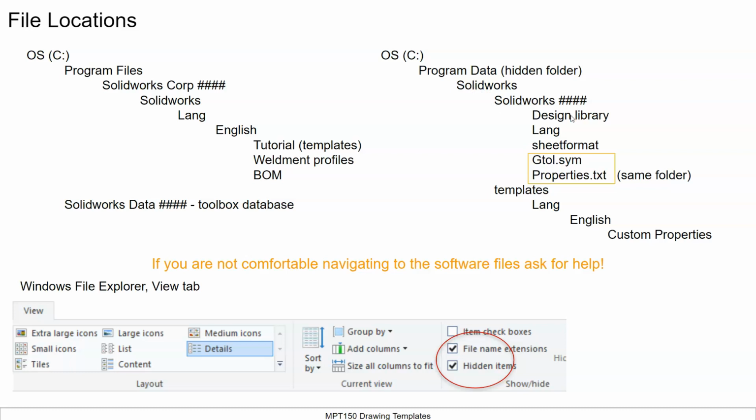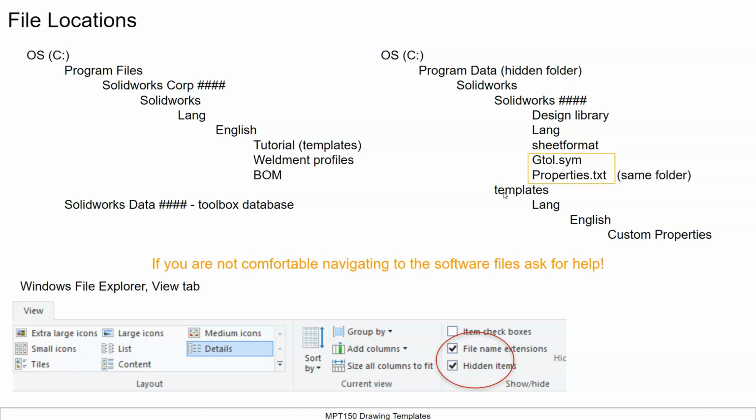We would be interested in the design library, the language and sheet format, the geometric tolerancing symbols and properties. I think I needed to indent that a little bit more, but we'll double check. And these two need to be in the same folder, at least on the file locations. If one or the other all of a sudden doesn't work, it's because they've gotten separated. All right, so we'll look at that a little later.